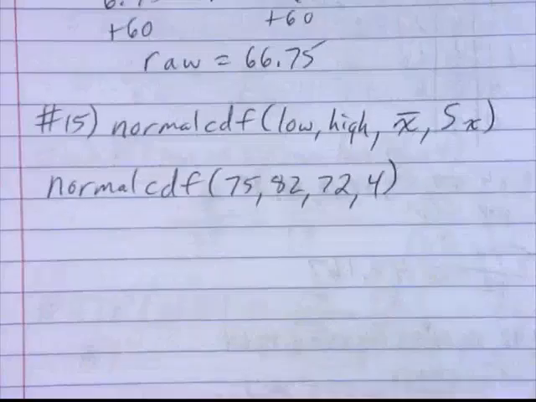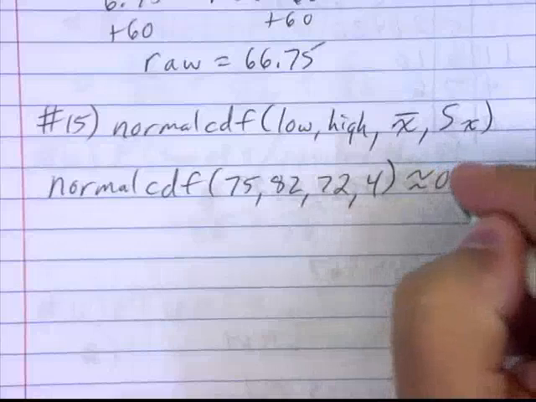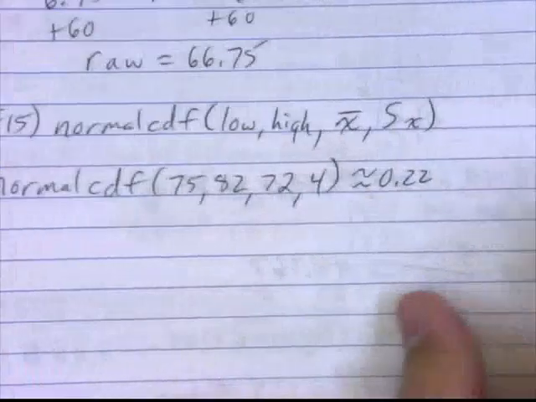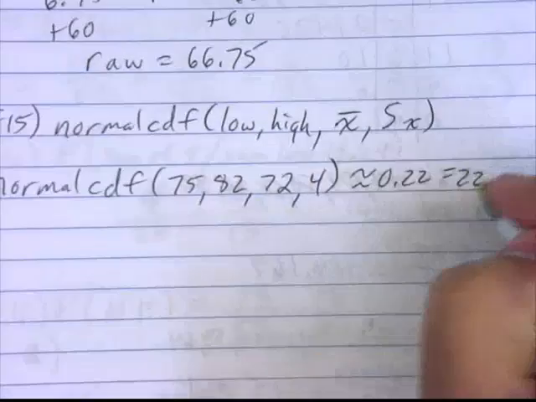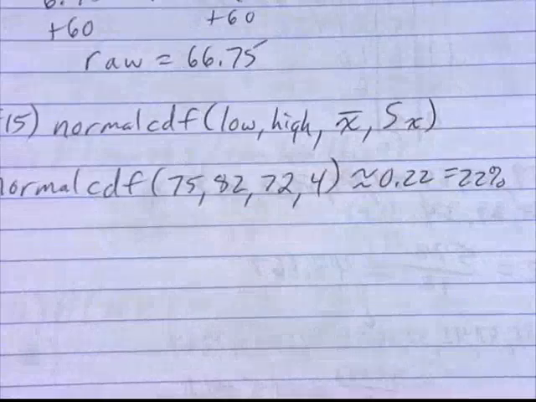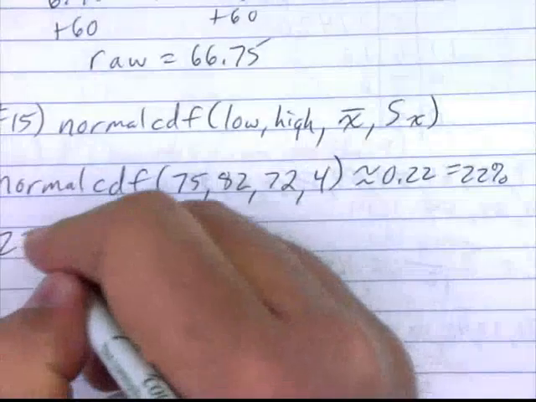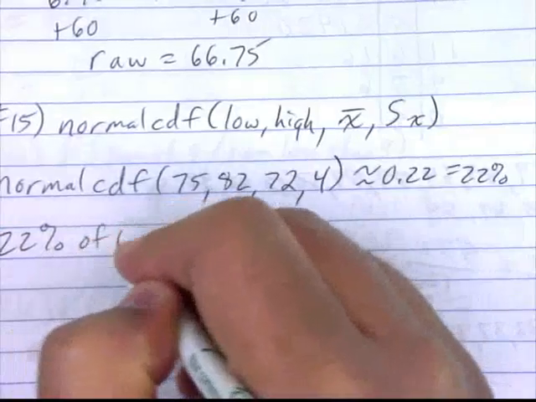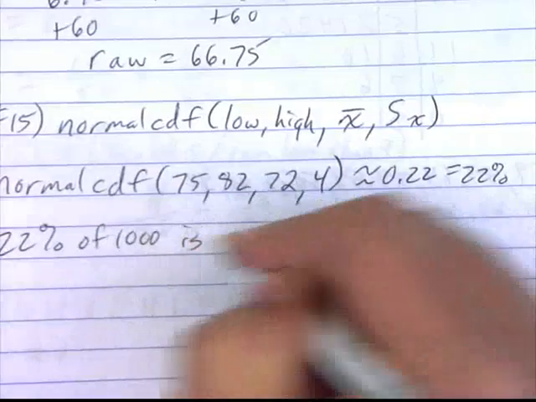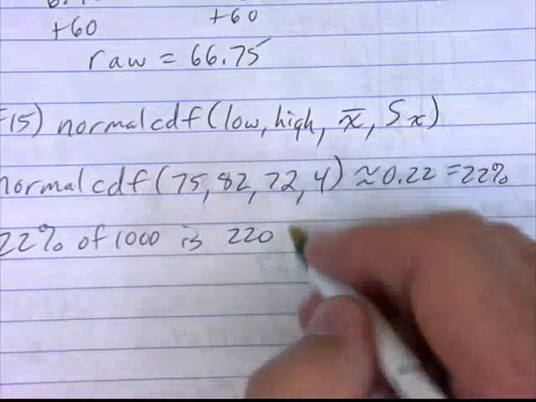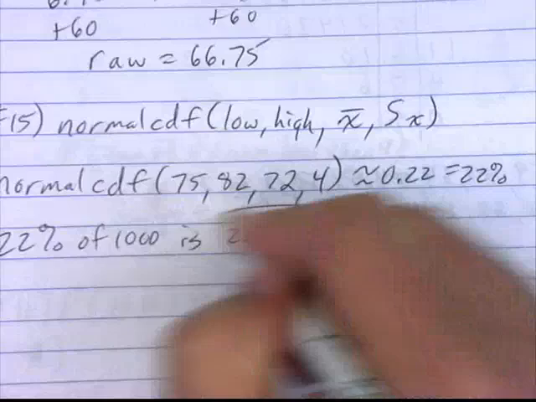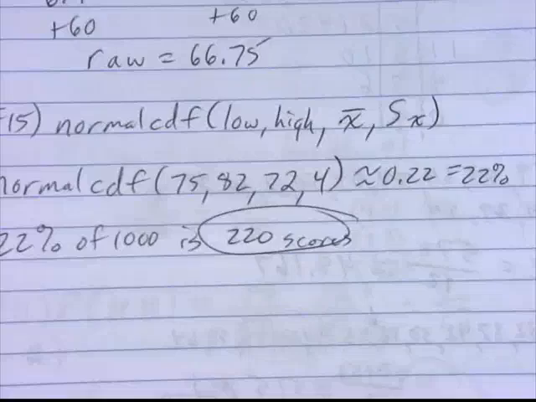So that means 22% of the scores are within that range. So if you have 1,000 scores, 22% of 1,000 is 220 scores. Okay, so that's how many are in that range.